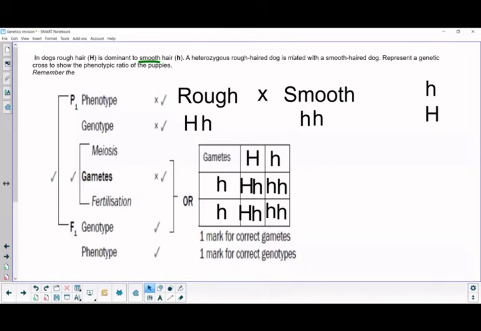Okay, Kelly, you have a question. Sir? Yes. Would it make a difference if we were to put the capital H where the small letter h is? It's not going to make a difference. In this case, they did not indicate which one was the father and which one was the mother. Normally we put the father at the top here.